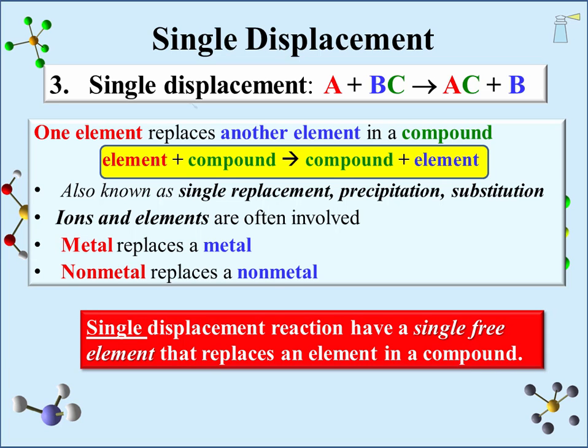Single free just means that the element is not in a compound with another element. It can be in a molecule like O2 or N2, that is, it can be bound with its own kind. One final note, chemical B on the product side does not have to be in an elemental form, as shown in the equation. It too can be in a compound.